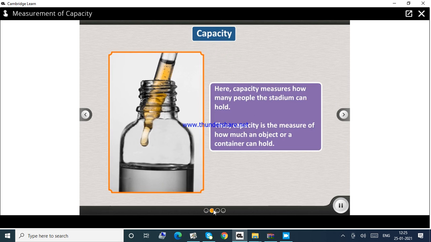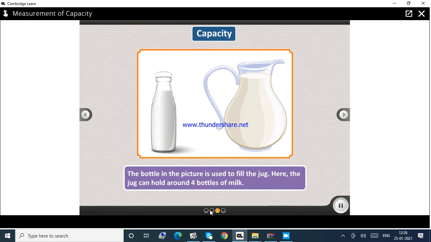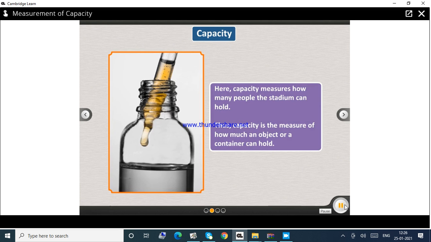Capacity. Here, capacity measures how many people the stadium can hold. Thus, capacity is the measure of how much an object or container can hold.